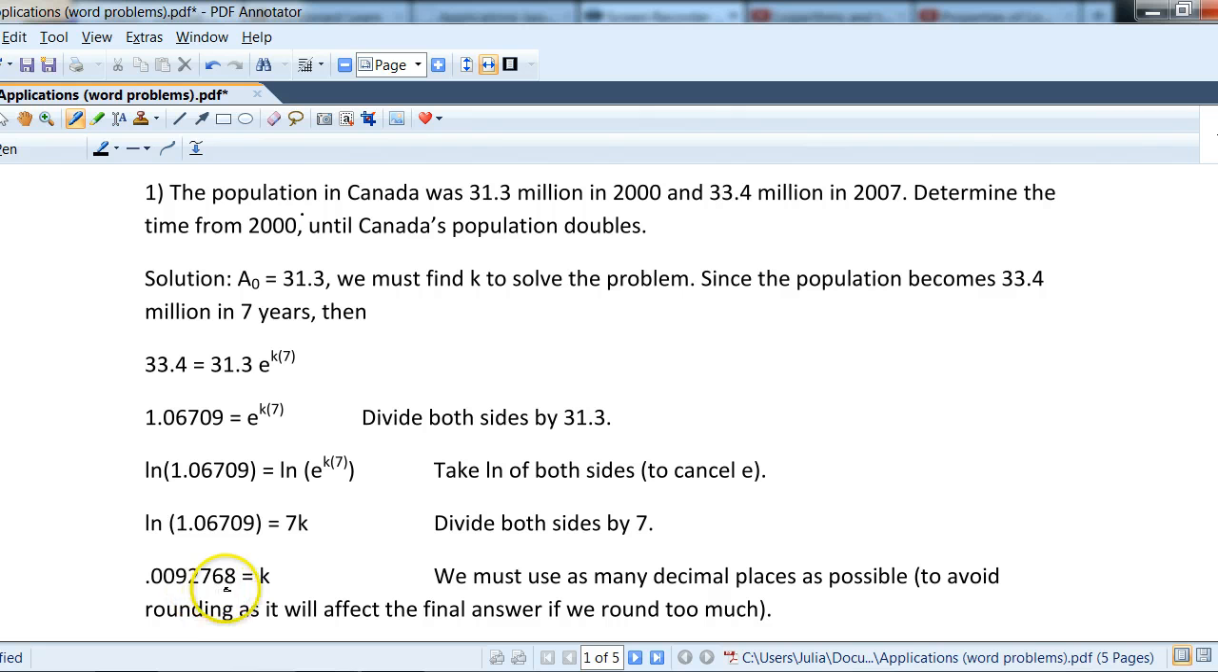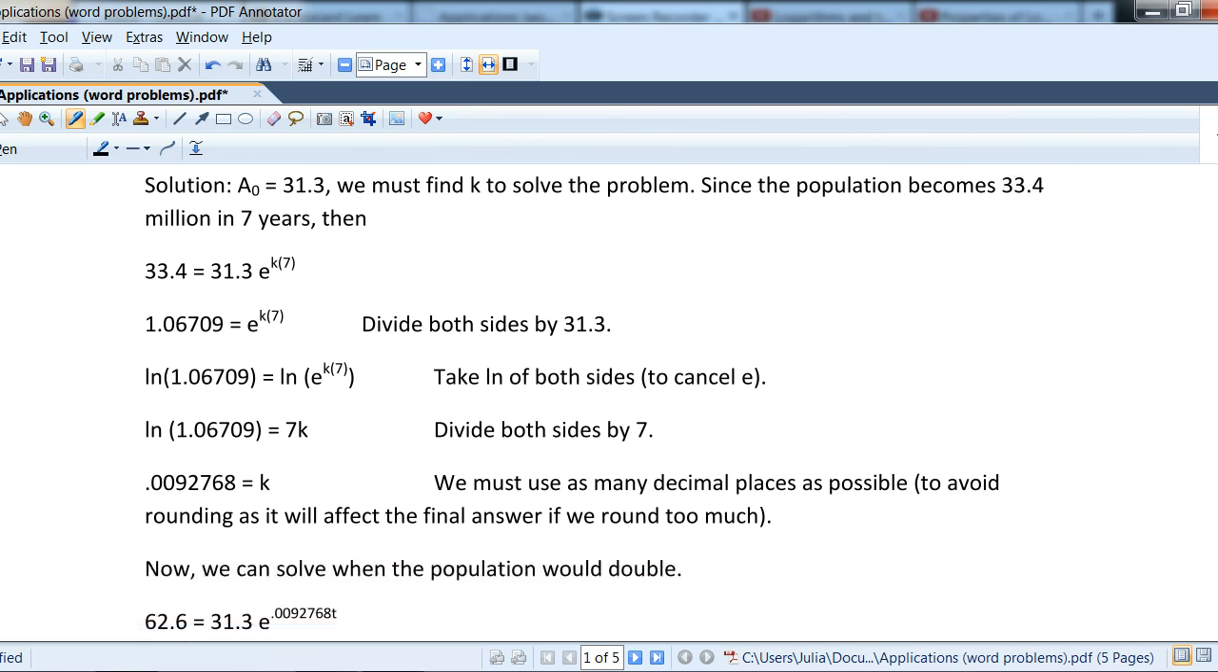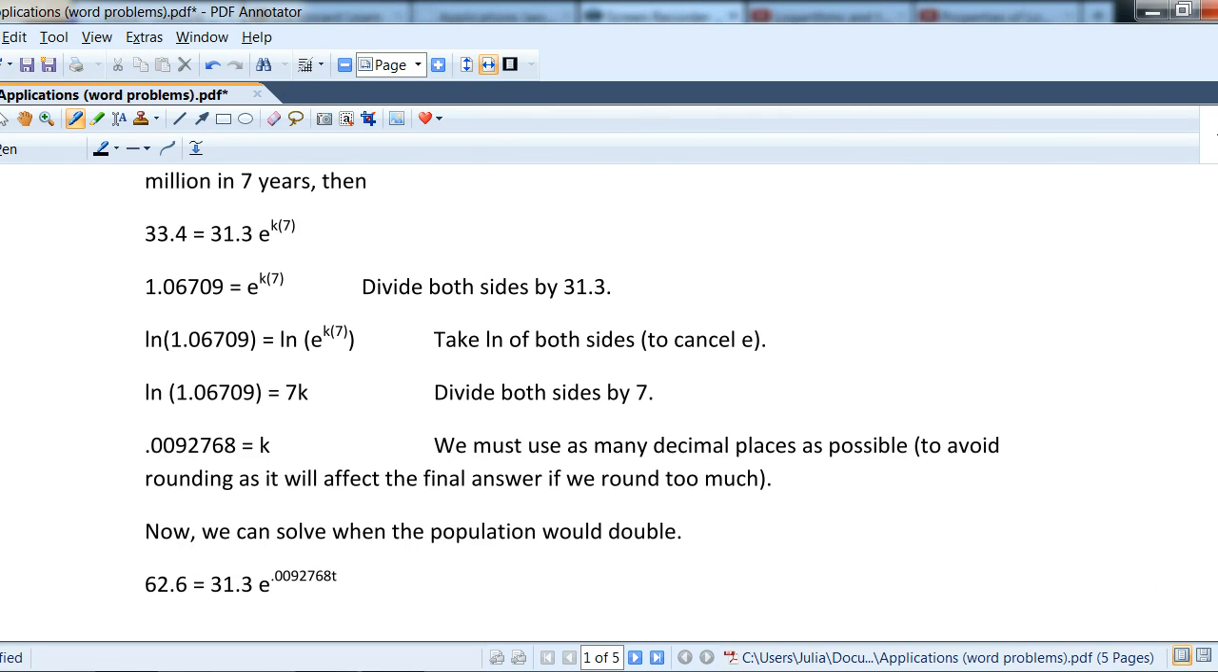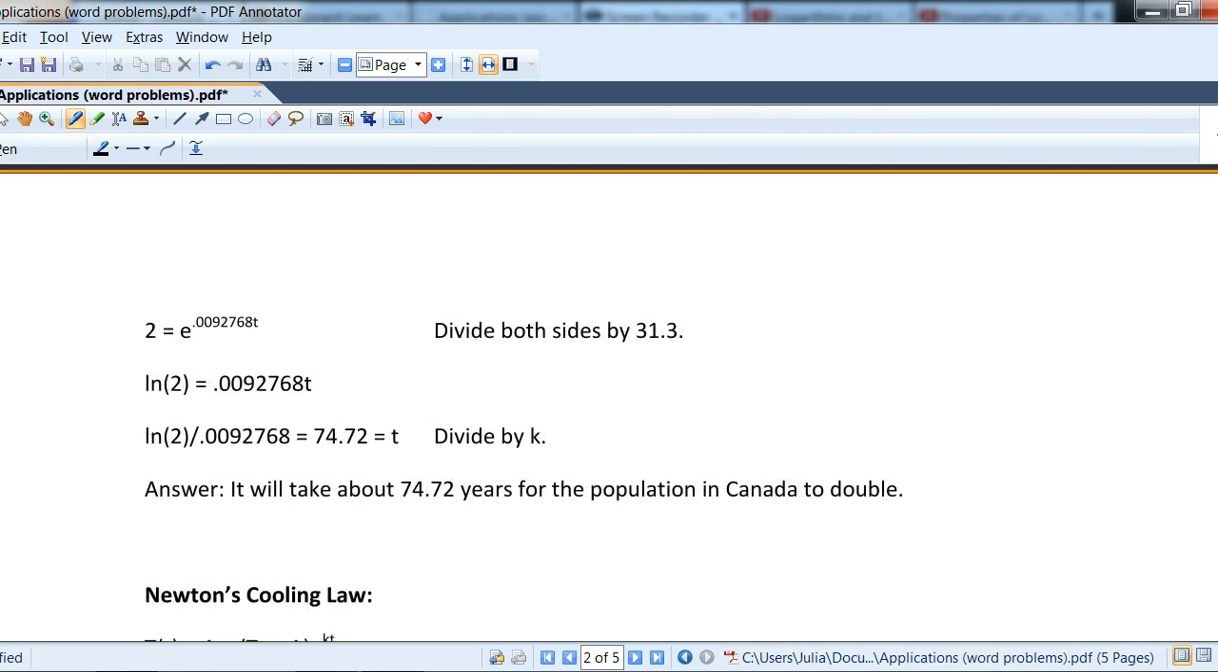Again, have as many decimals as you can because you don't want to round. And this is what I have. Okay, it's positive, so we do have growth. Now, when would it double? Well, we'll literally double the initial amount, which is 62.6. Sometimes when it doubles, you don't even need the initial amount. You can write it as 2A0, or 3A0 if it triples, and so on. But here we do have it, so we did use it.